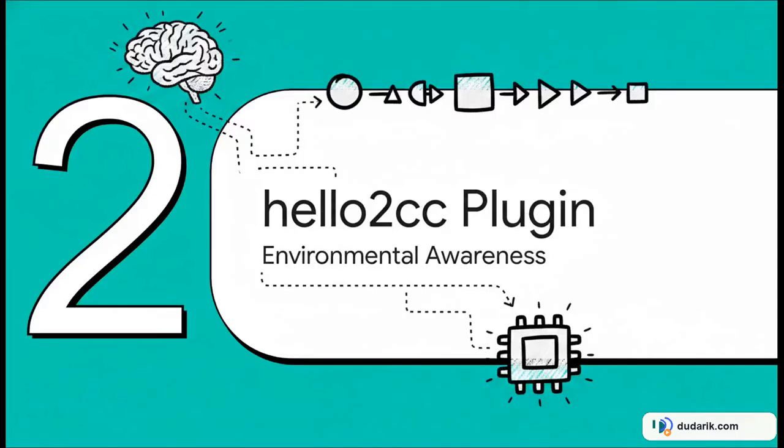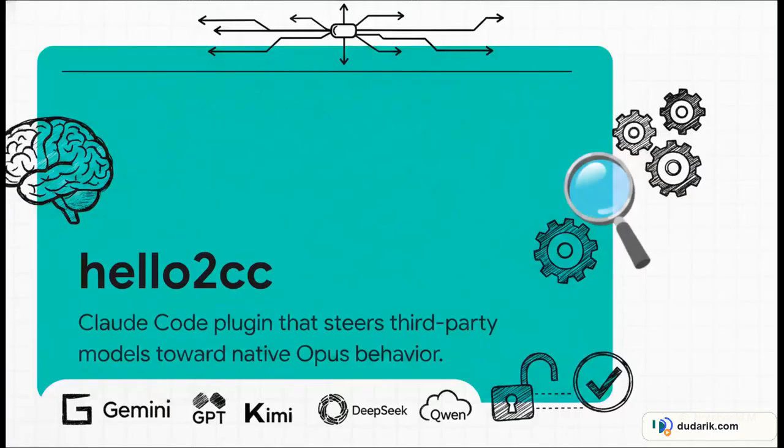Which brings us to section 2, introducing the hello2cc plugin. So what is this thing? Well, hello2cc is a native-first Claude Code plugin released under an Apache 2.0 license. Think of it as a brain transplant for your model's environmental awareness. Its entire job is to silently steer those third-party models like GPT, Kimi, DeepSeek, Gemini, or Qwen toward Opus-compatible behavior. And the best part? It does this right at the start of your session without requiring you to replace your model gateway, your provider mapping, or your account permissions.